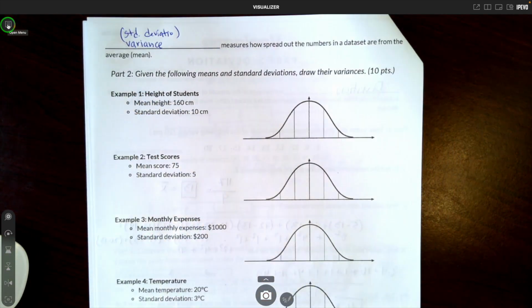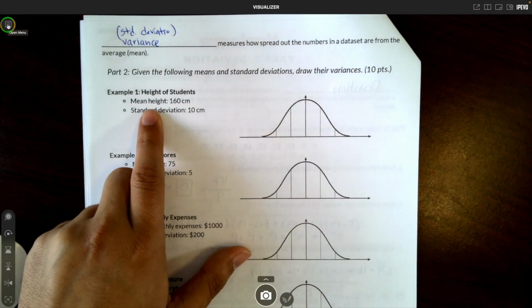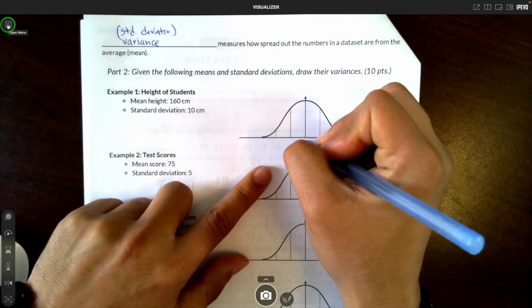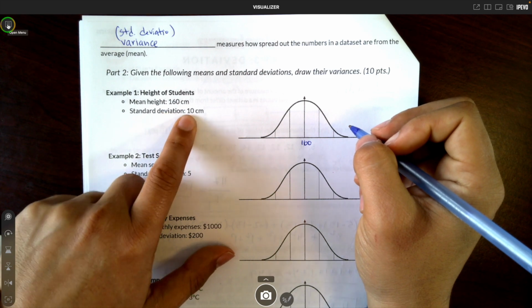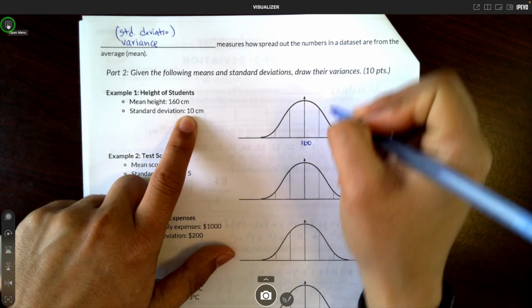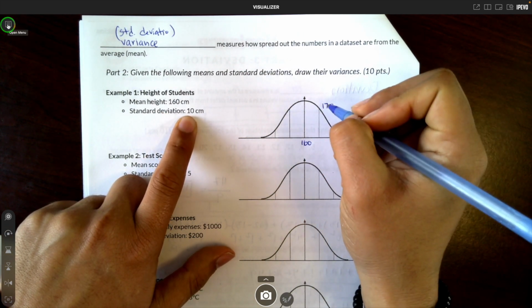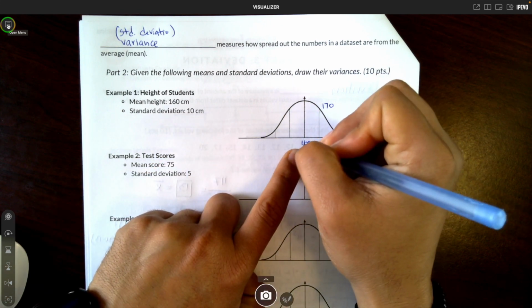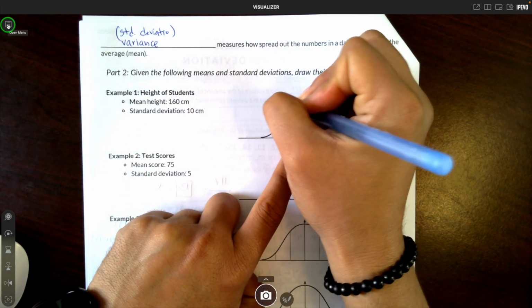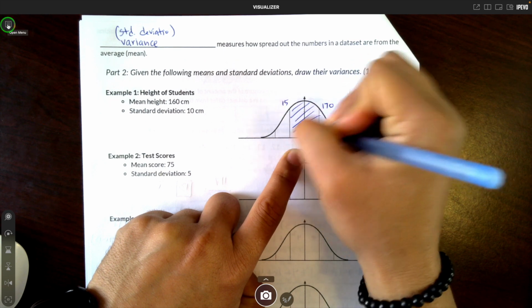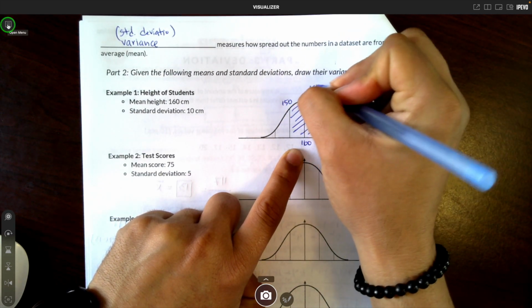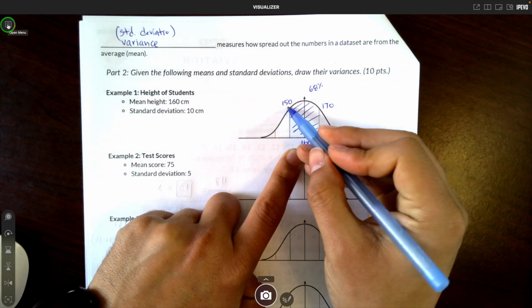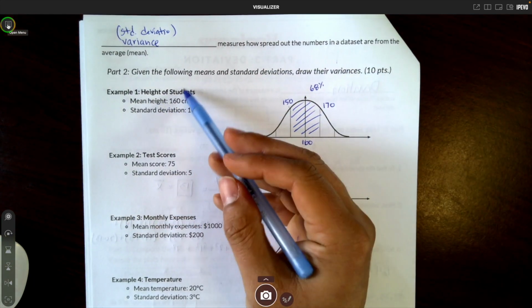So if I tell you that the mean is 160, you put 160 in the middle. If I say the standard deviation is 10, you got to add 10, so that's 170, and then you subtract 10. So from 160, that's 150. So go ahead and shade this in. Most of the data, 68% of the data, is between 150 and 170 of the height of students.